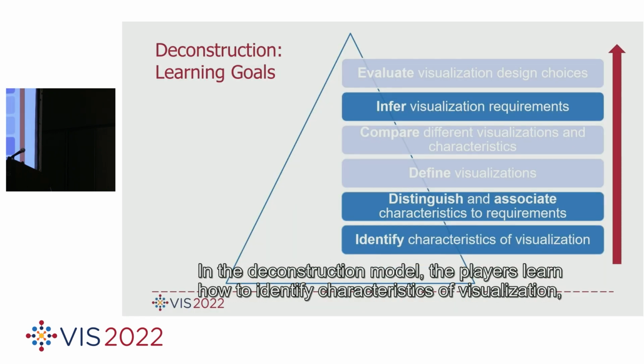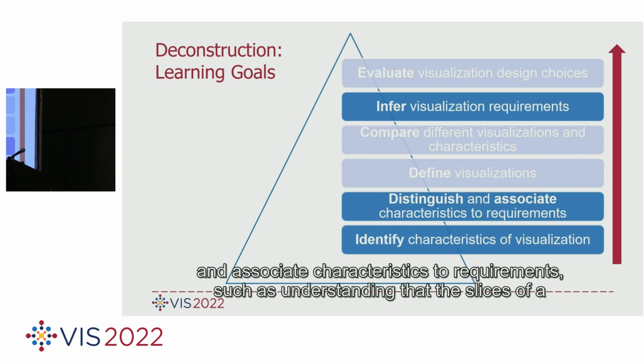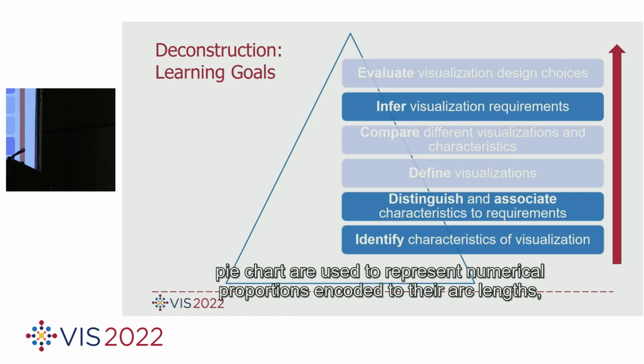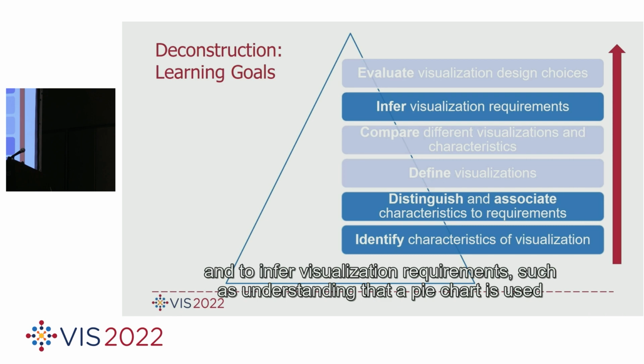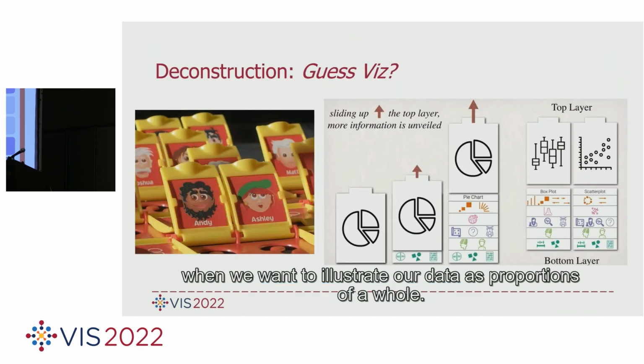In the deconstruction model, the players learn how to identify characteristics of visualization, such as recognizing that a pie chart is composed of slices that indicate quantities, to distinguish and associate characteristics to requirements, such as understanding that the slices of a pie chart are used to represent numerical proportions encoded to their arc lengths, and to infer visualization requirements, such as understanding that the pie chart is used when we want to illustrate our data as proportions of a whole.